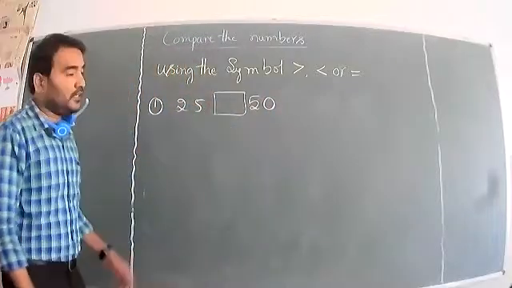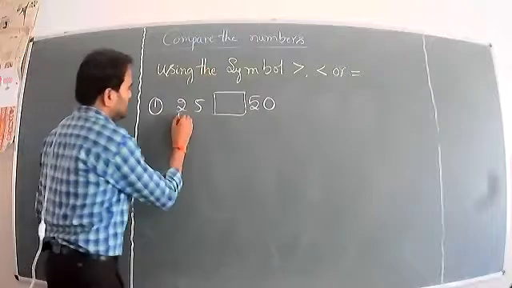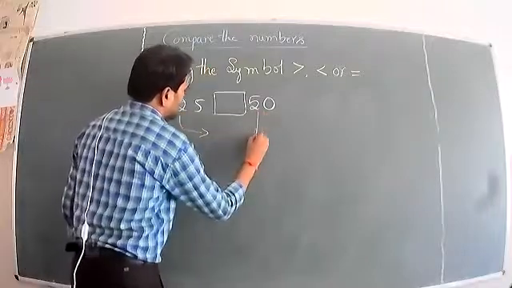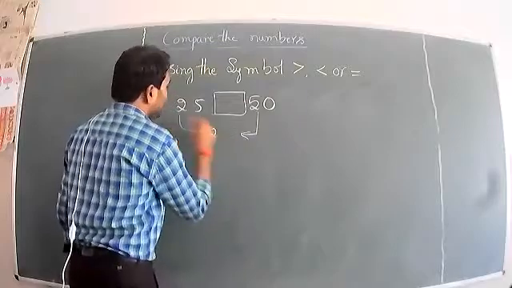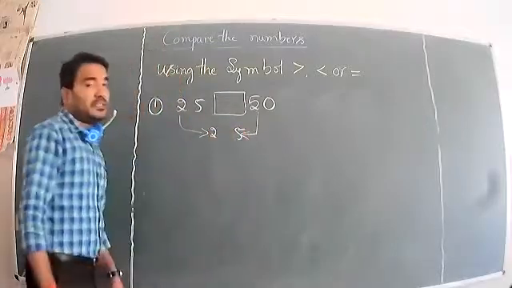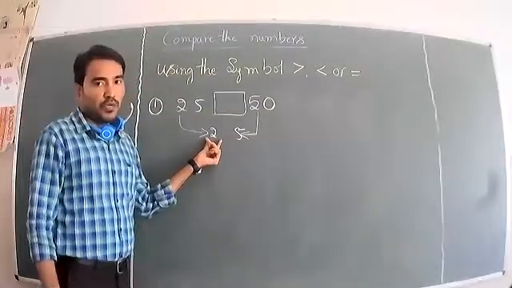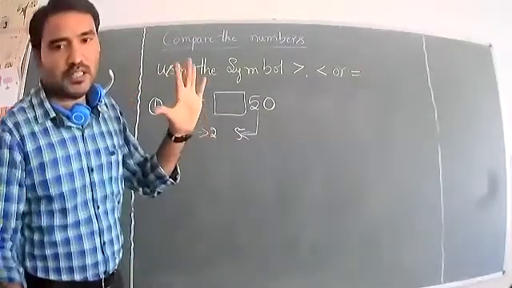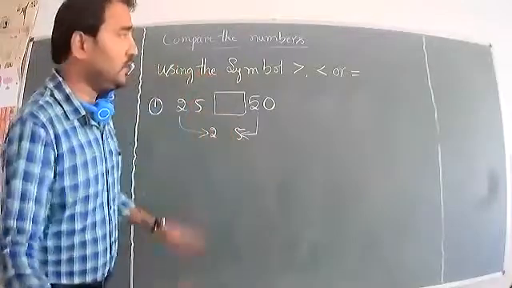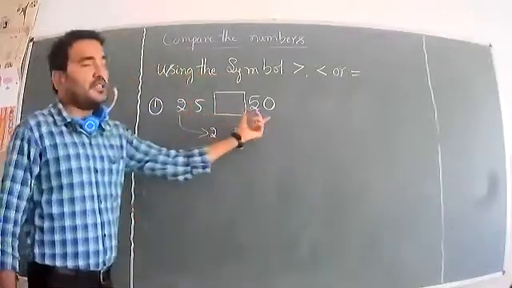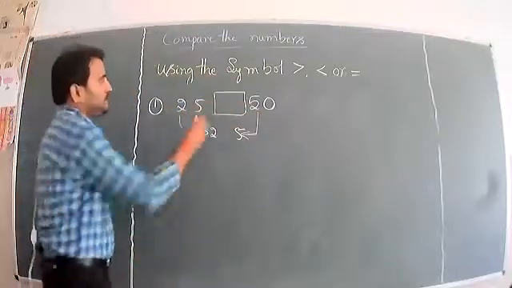Here 25, here 50. Now compare the tens places. Here the tens place is 2, here the tens place is 5. Which number is greater? 5 is greater, 2 is smaller. So 25 is the smaller number and 50 is the greater number.